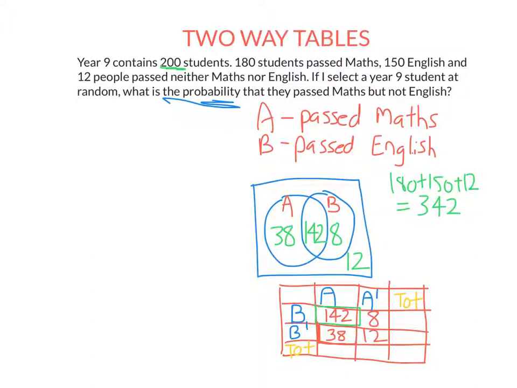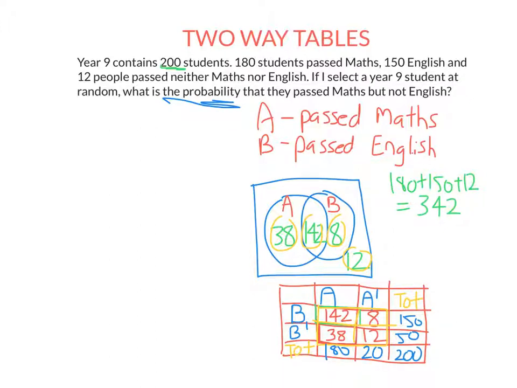Of course, we note there are always 4 numbers in a Venn diagram, and they are the same 4 numbers that we'll see in our two-way table, but we might also fill out the totals. So we have 180 and 20, which equals 200. And 150 and 50 also equals 200. So the Venn diagram and the two-way table give us the exact same information. Now we can answer probability questions easily.